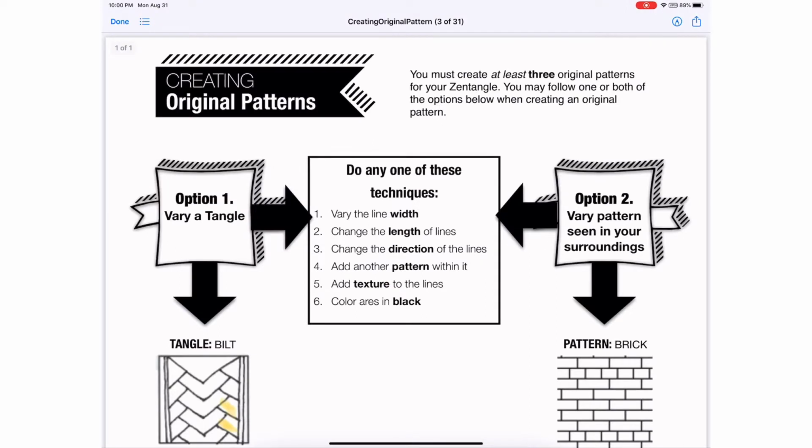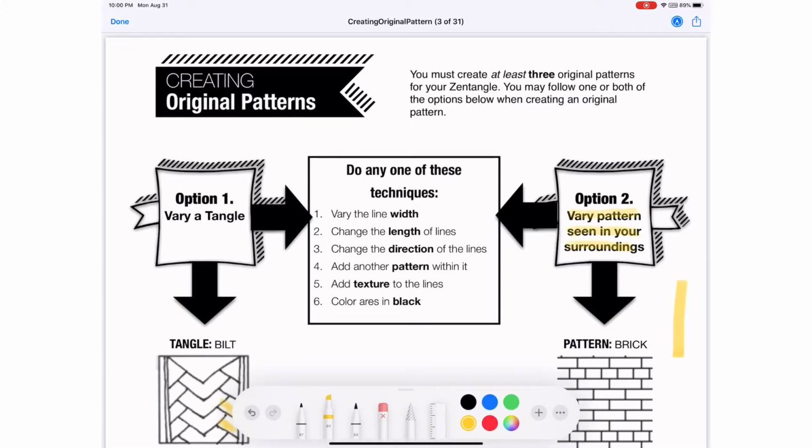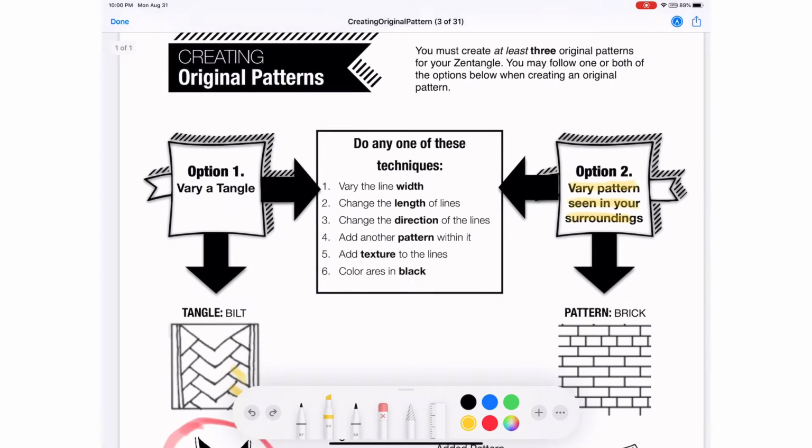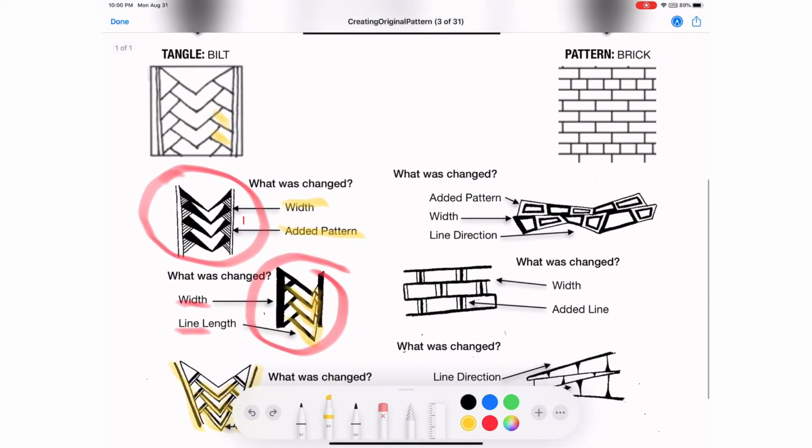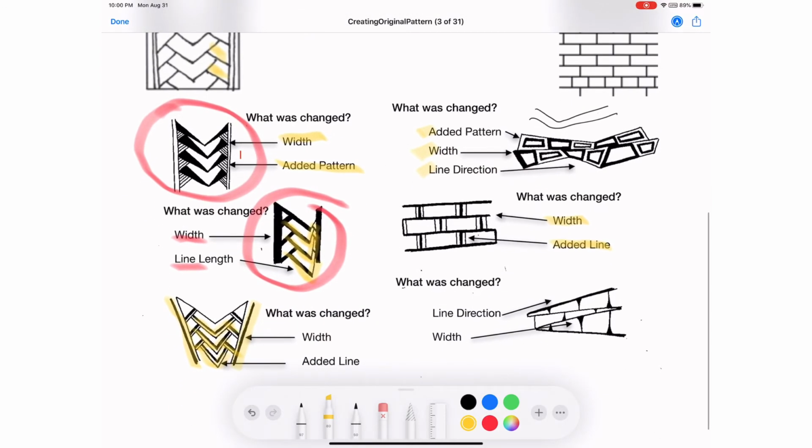Your second option whenever designing your own original pattern is to vary a pattern seen in your surroundings. So, for instance, you could take a brick pattern, and you can do many things with the brick pattern. You could add pattern within it, change the width of your lines, change the line directions. Instead of drawing them all horizontally, you could draw it in this zigzag pattern like we're seeing here. You could change the width of the lines that you're seeing and adding extra lines in, very similar to what we did with the built pattern on the left.